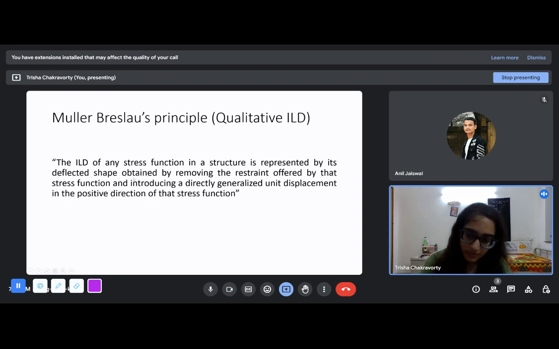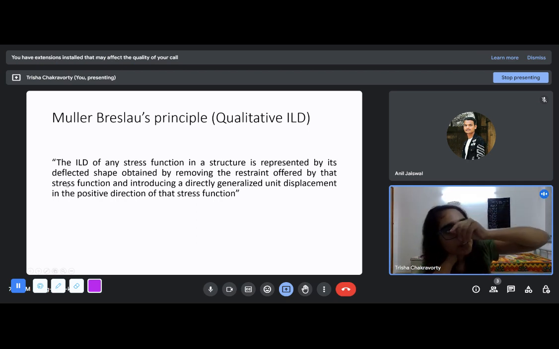First, we have to choose a stress function. What are these stress functions? They can be bending moment, shear force, or reactions, as we saw. It is represented by its deflected shape. We remove the restraint offered by the stress function. For example, if we want to find the influence line diagram of reaction A of a simply supported beam, remove the reaction RA, and then introduce a unit displacement in the positive direction of that stress function.